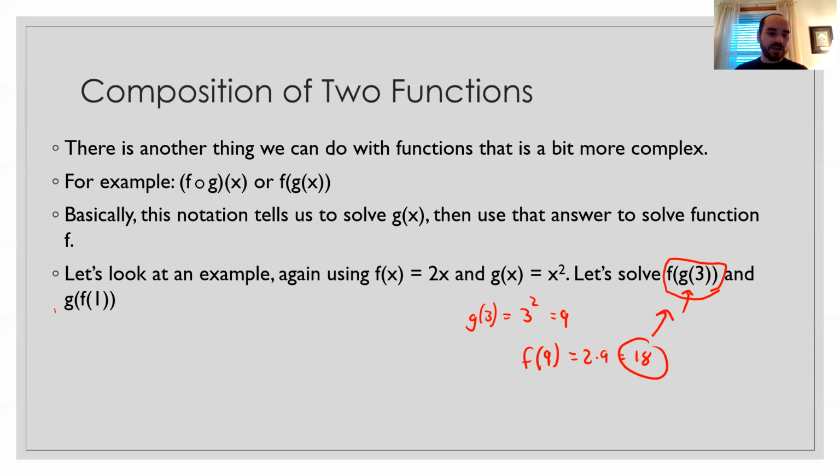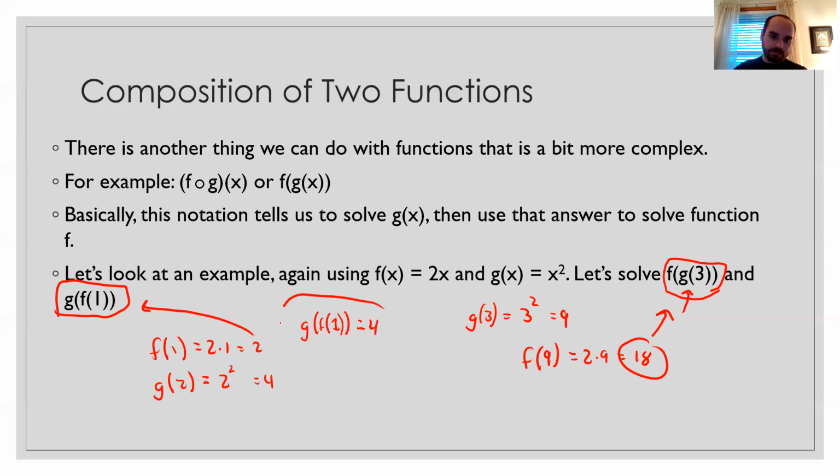In this case, we have g of f of 1. This one's in reverse. So in this case, we're going to solve f of 1 first. So f of 1, which is equal to 2 times 1, which is equal to 2. And then we're going to use 2, plug that into g, and then we'll solve and finish that one. So g of 2 is equal to 2 squared, which equals 4. So g of f of 1 is equal to 4.